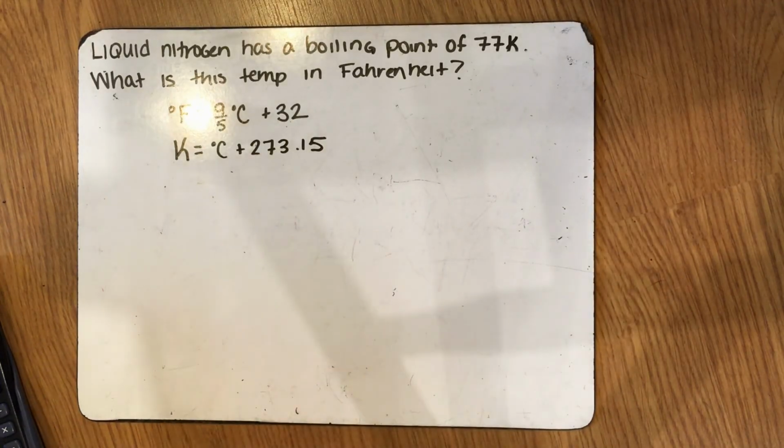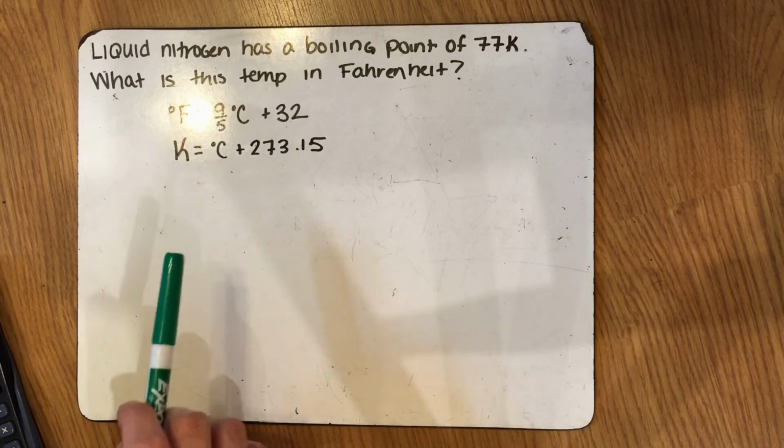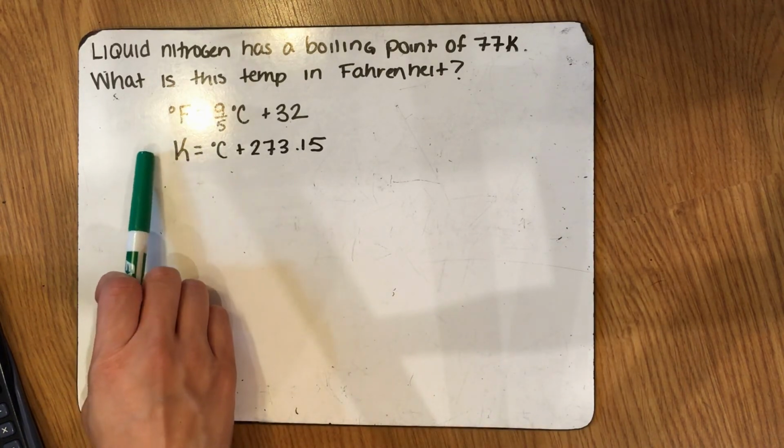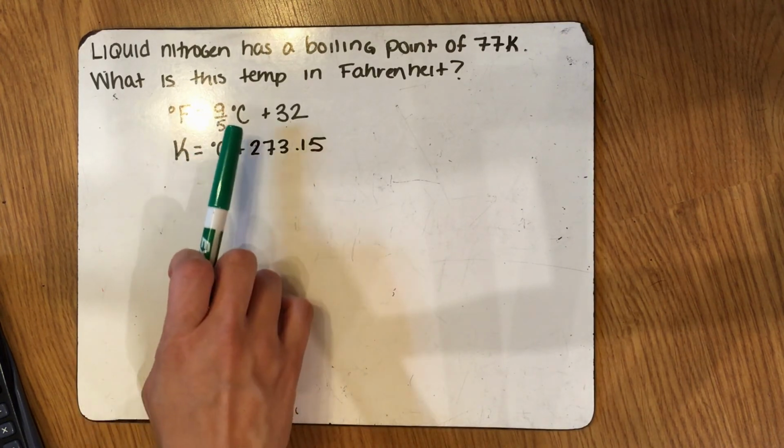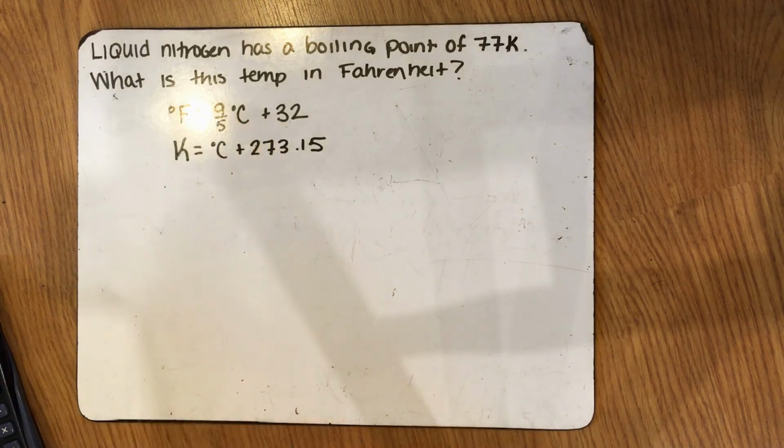Okay, liquid nitrogen has a boiling point of 77 Kelvin. What is this temperature in Fahrenheit? So while this question is only asking us to find one other unit of temperature, we will still need to use two equations because we don't have a direct route to go from Kelvin to Fahrenheit. And so we'll need an equation that will go from Kelvin to Celsius, and then we'll need another equation that will go from Celsius to Fahrenheit.